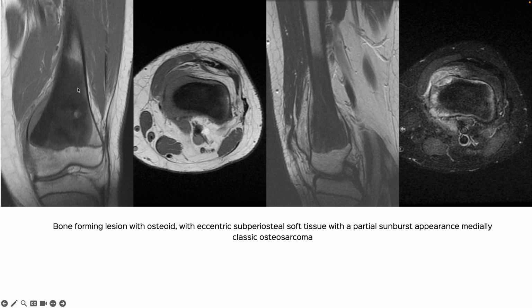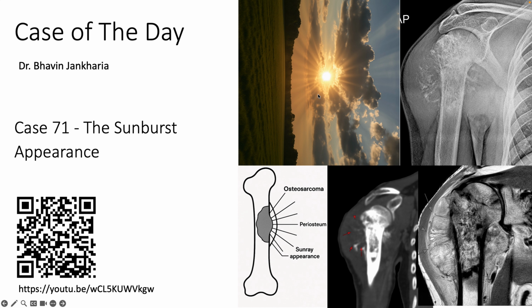The MR was done, which showed the bone forming lesion. You can see the Sharpey's fibers here and the sunburst appearance. Again, very characteristic osteosarcoma. And if you remember, about 3 months ago, I did this piece called the sunburst appearance.